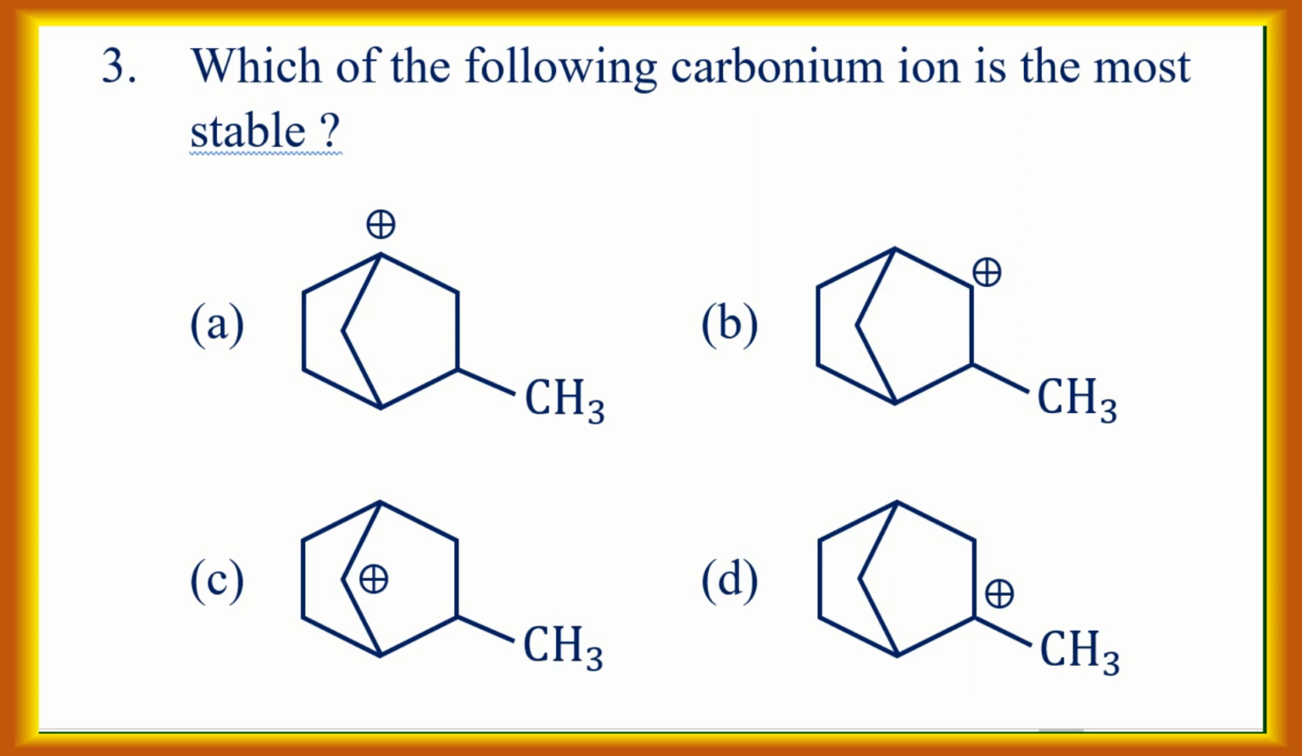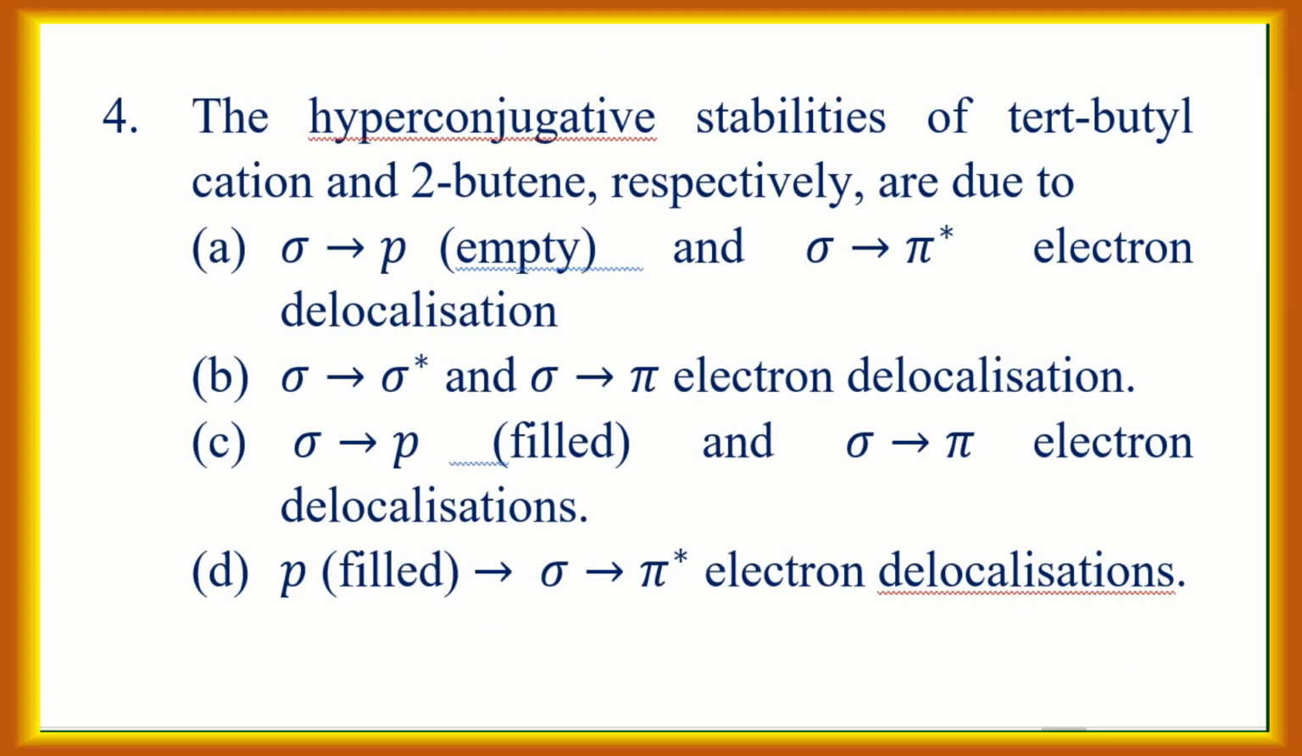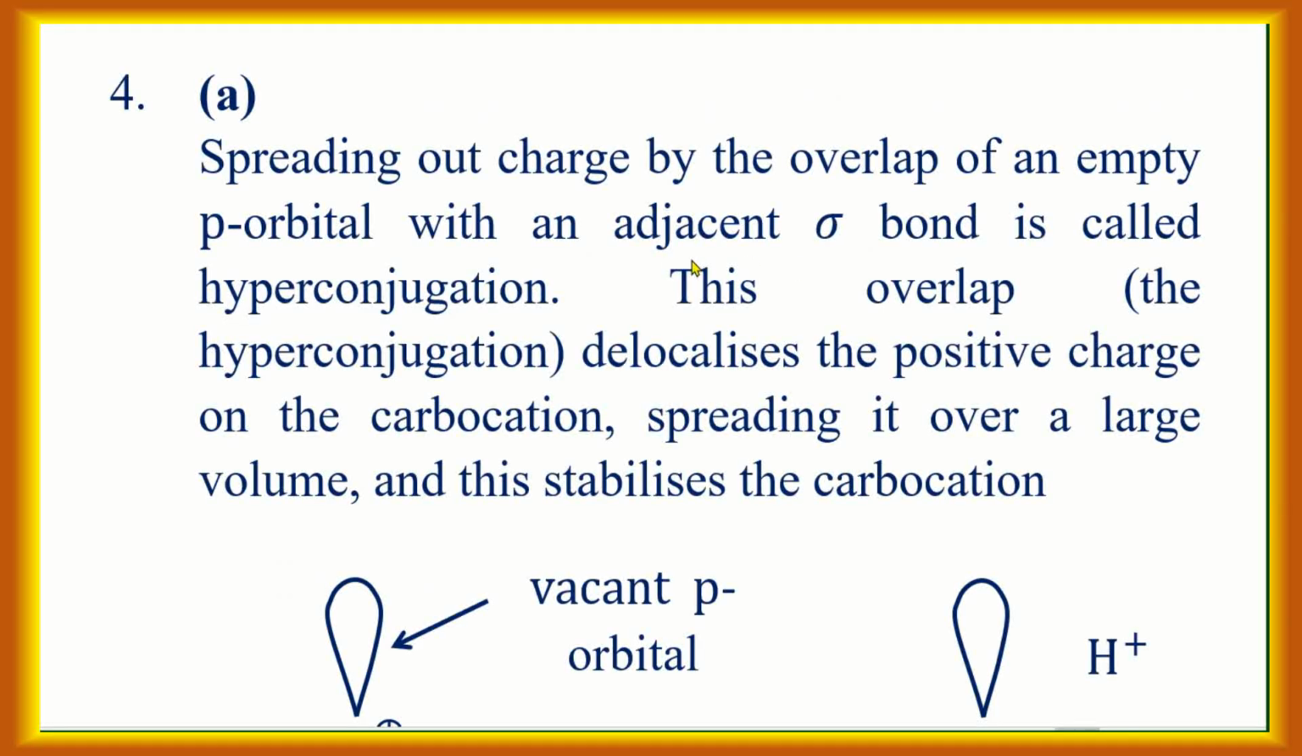Now I will go to the fourth question. The hyperconjugative stability of tertiary butyl cation and 2-butene respectively are due to the options given, and the answer is A. Spreading out charge by overlapping of an empty p orbital with an adjacent sigma bond is called hyperconjugation. This overlap delocalizes the positive charge on the carbocation, spreading it over a larger volume, and this stabilizes the carbocation.